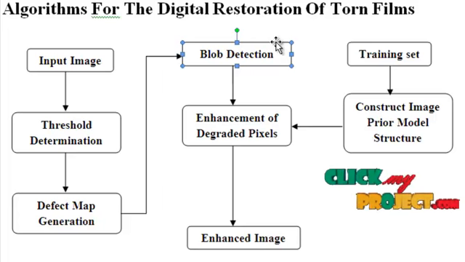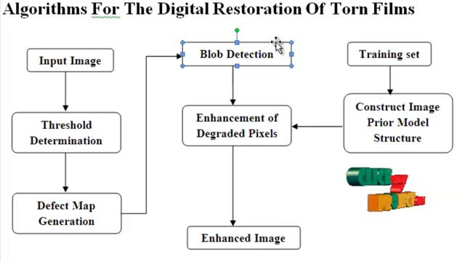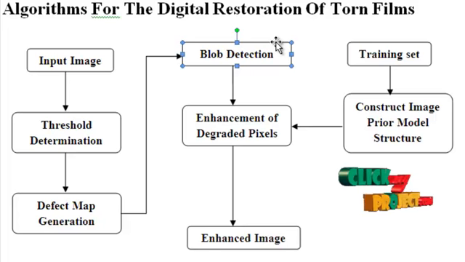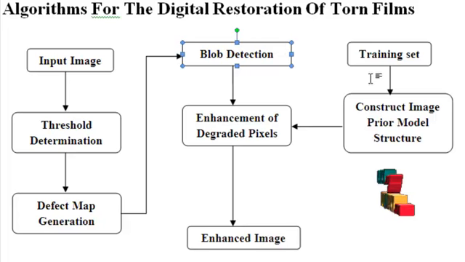Coming to the next block, that is blob detection. This blob analysis is used to calculate the statistics for labeled regions in a binary image. The block returns quantities such as the centroid, label matrix, and blob count, and finally bounding box measurements also. The detected degraded pixels will be enclosed by means of a bounding box.